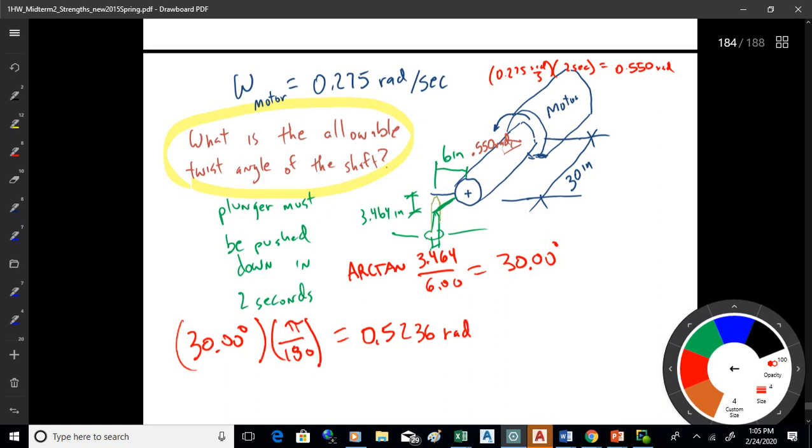So what you've got in the back of the shaft, you're turning 0.5500 radians. In the front, you've got 0.5236. Okay, so you want the difference. The difference is how much the shaft can wrap up, and that's 0.0264 radians. And that is phi. All right. So that gets you the two criteria.